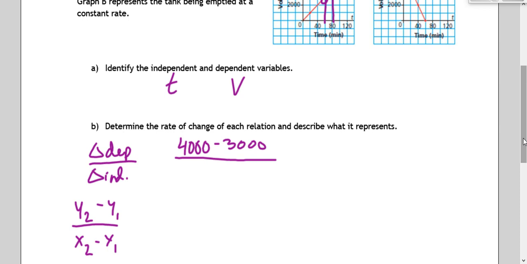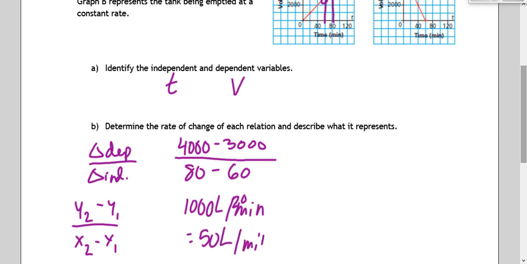So at 4,000 liters, it's 80 minutes. At 3,000 liters, it is 60 minutes. So then that leaves us with 1,000 liters per 20 minutes, sorry. Reduce that down, and that says 50 liters per minute. So for graph A, that says it will fill at a rate of 50 liters per minute.